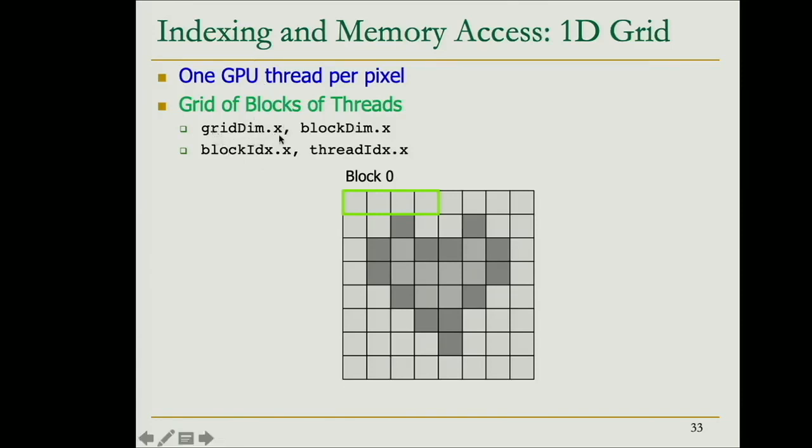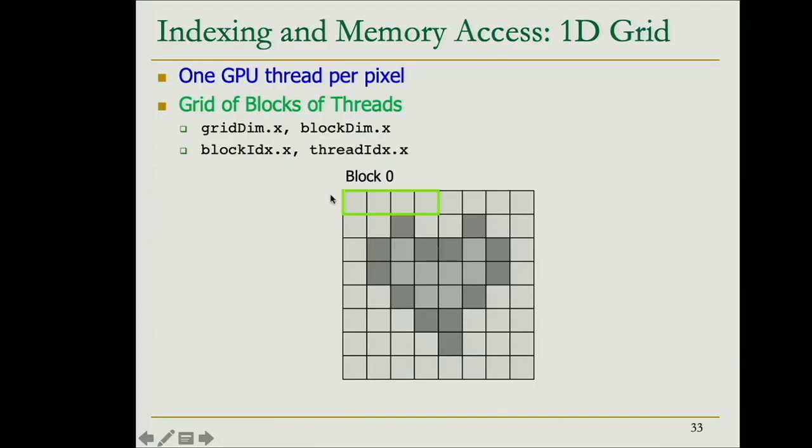This gridDim.x is the number of thread blocks that the grid contains in the x dimension. This blockDim.x is the number of threads inside each thread block in the x dimension. And then for both blocks and threads, we have an index, right? So this blockIdx.x represents the index of the block. This is the index of the thread.